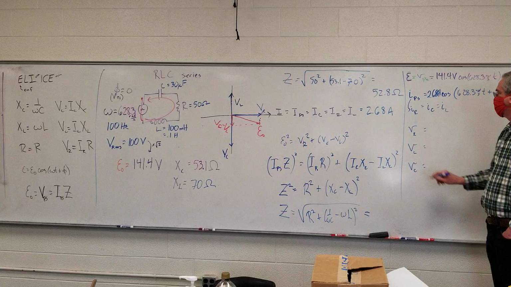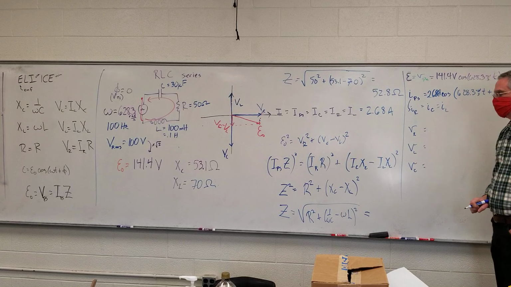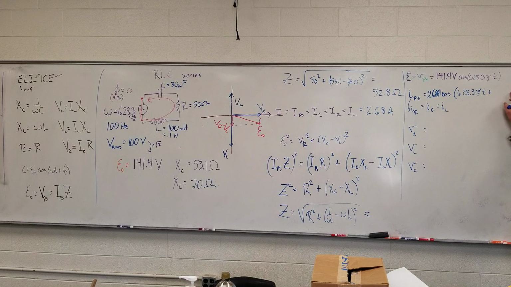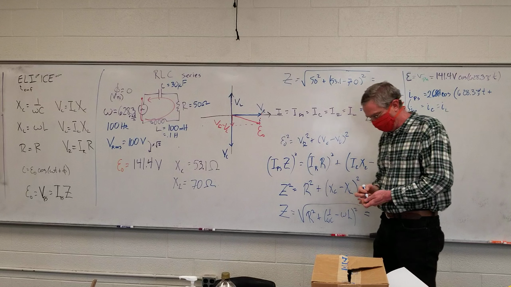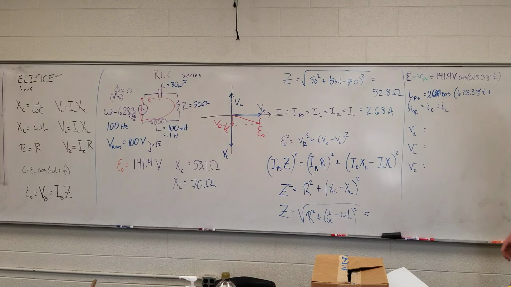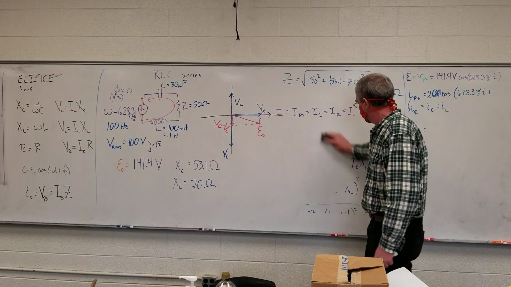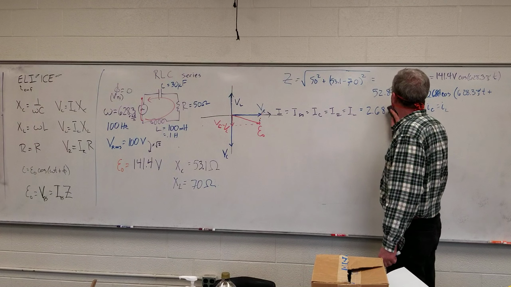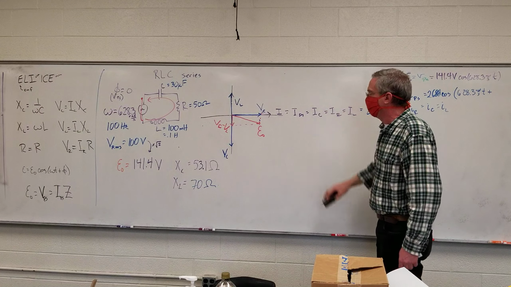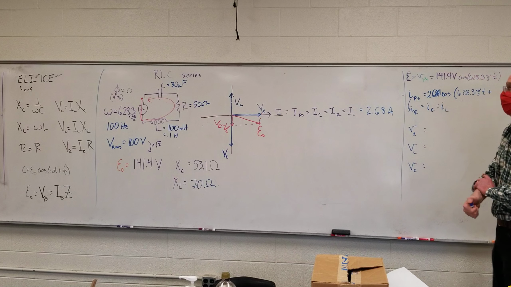So ultimately, VR, VL, VC. We still need those. We also need the phase here. All right, so we've exploited Z as much as we can. So I'm about to erase all the impedance stuff over here. Any questions before I erase? We'll still need X sub C and X sub L, but all right.